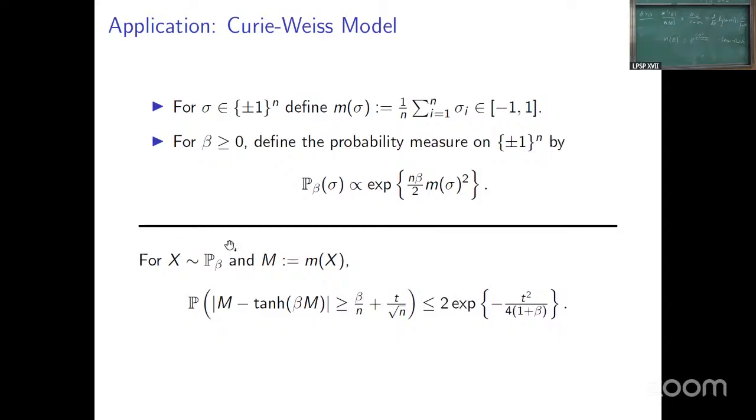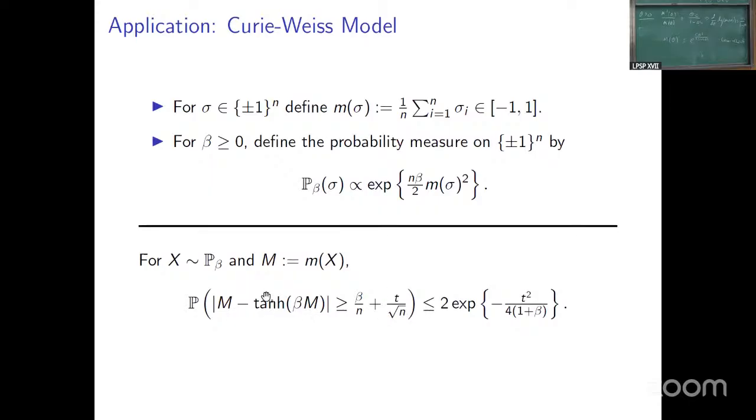Okay, so the story is that if I sample x according to this, these are the spins, now that's in ±1 to the n, and I call big M the magnetism of my sample from P beta, then these things concentrate. The magnetism concentrates around hyperbolic tangent of beta times m, and that does it at a scale of t on the square root of n.